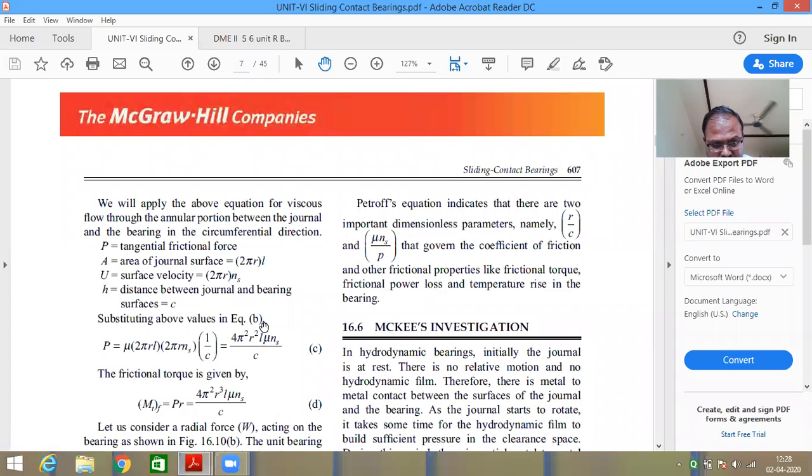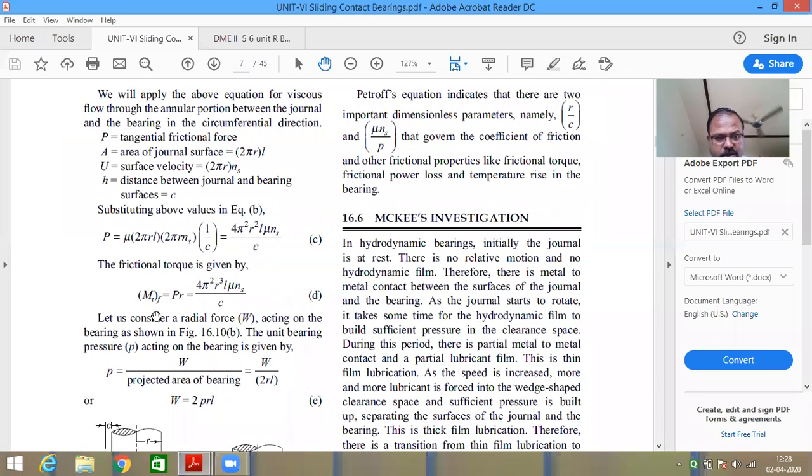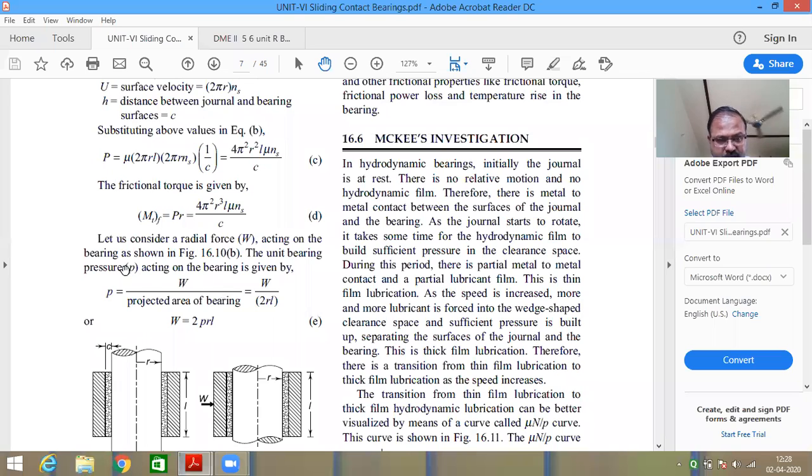Multiplying and rewriting, it is 4 pi square r square L mu ns upon C. Then the frictional torque is the tangential force into radius, so r square into radius becomes r cube. So Mtf is the frictional torque; according to VB Bhandari, Mt is the amount of torque. So frictional torque is the tangential force multiplied by radius, and r square will become r cube over here. Now let us consider a radial force W acting on the bearing surface.